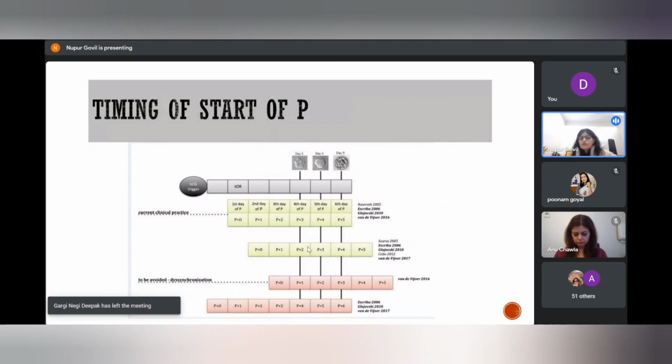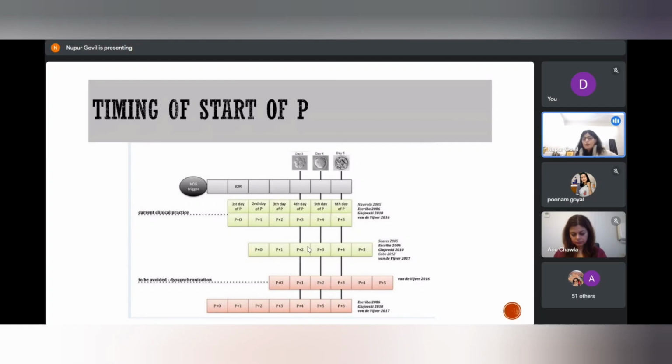Timing for the start of progesterone in an HRT cycle: if we consider TOR, that is a theoretical oocyte retrieval day, starting from that day, progesterone should be given till the day of embryo transfer. For a day 3 embryo, a total of 4 days of progesterone should be given.